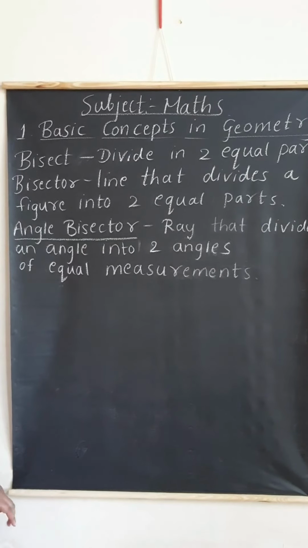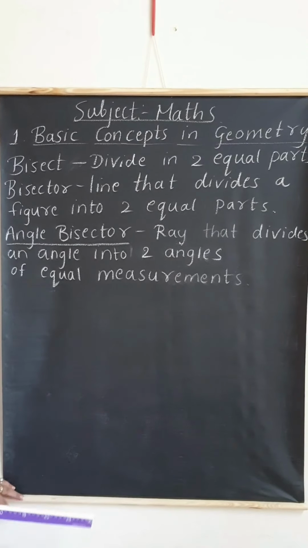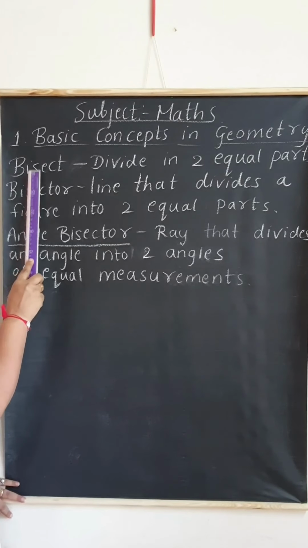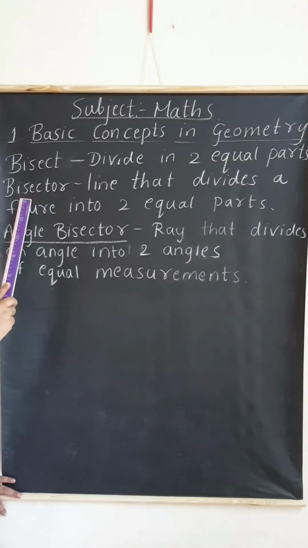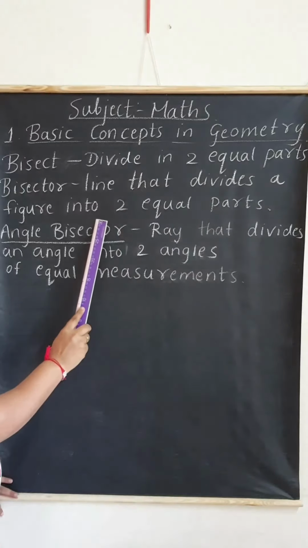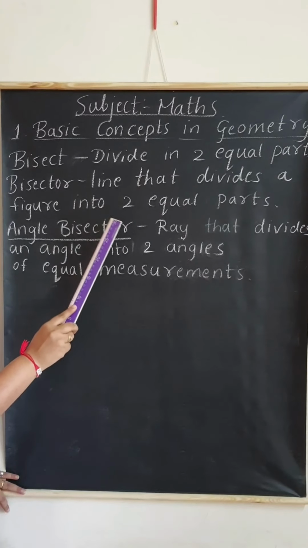Today we will learn what is an angle bisector. Before that, let us understand what is the meaning of the word bisect. Bisect means to divide in two equal parts. And bisector is a line that divides a figure into two equal parts. So it is a line which divides any figure into two equal parts.